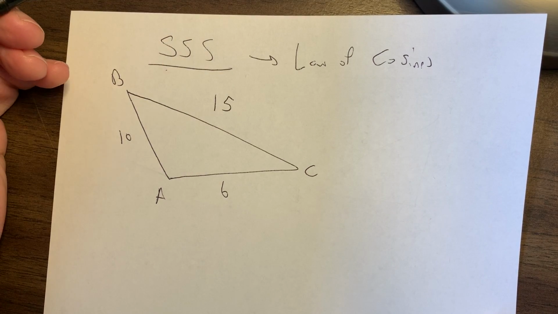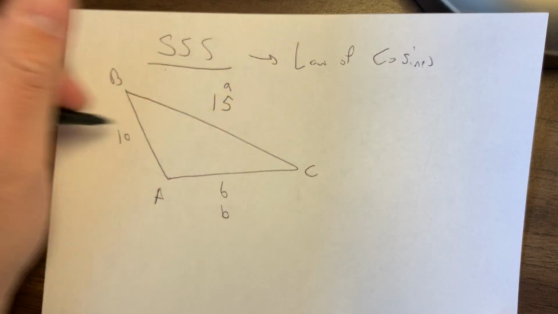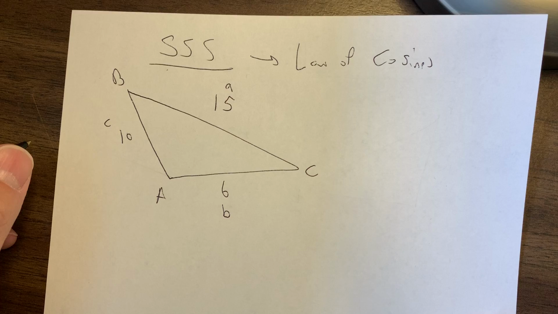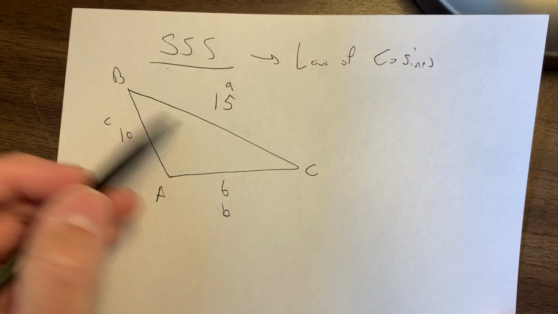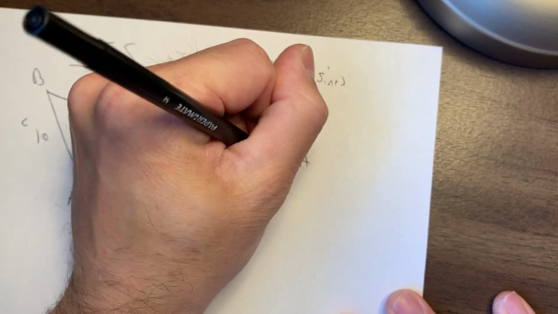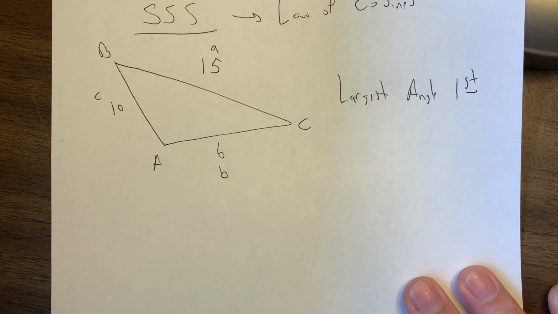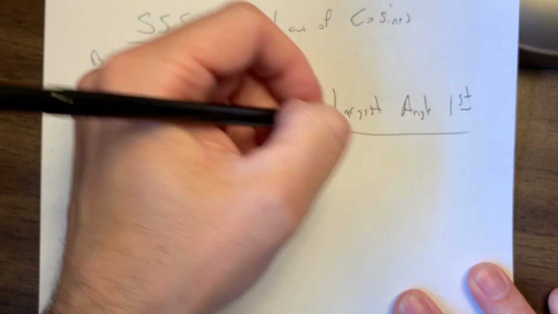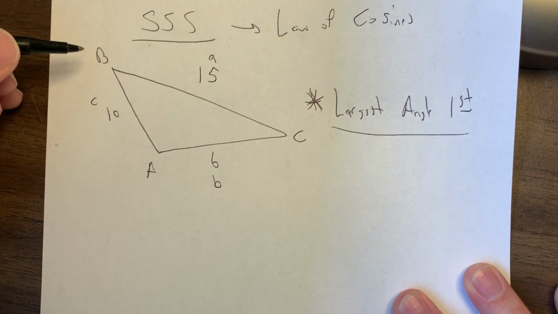Okay, so let's call this little a, let's call this b, let's call this c. All right, I made a note in my notes that when you're using the law of sines and you're trying to find an angle, you should always try to find the largest angle first, right? So which one of these is the largest angle? All right, that's a little rule you got to follow. When it's a law of sines, you do the smallest angle.